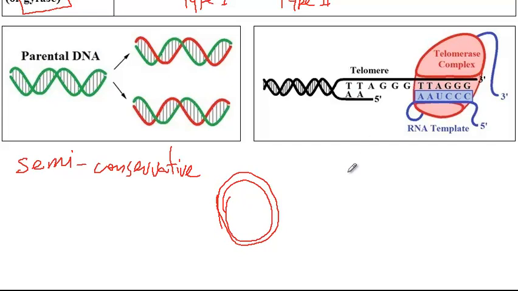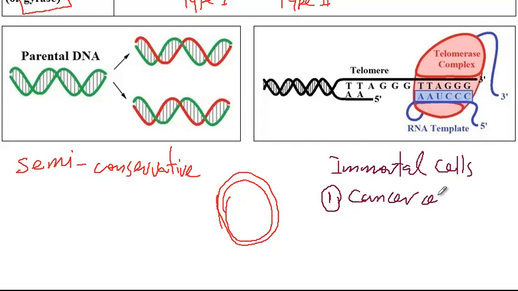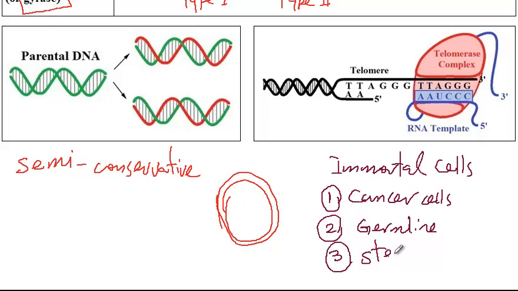However, there are exceptions because there are some immortal eukaryotic cells that can divide indefinitely, and examples of immortal cells include cancer cells, germline cells, and stem cells. But how do these cells divide indefinitely?